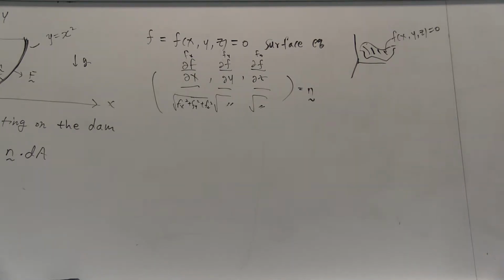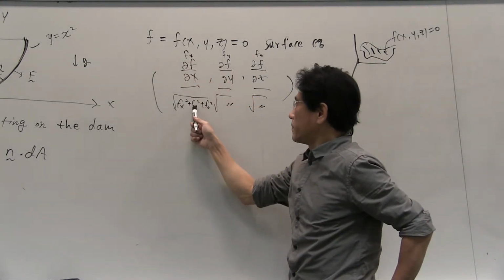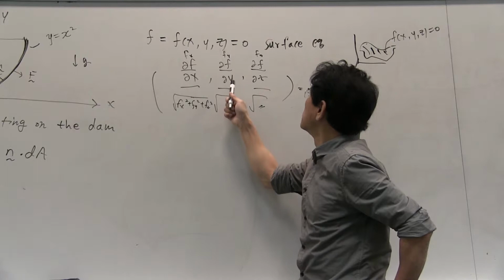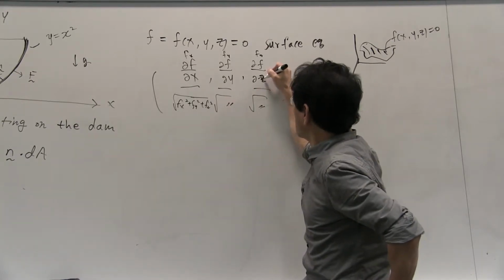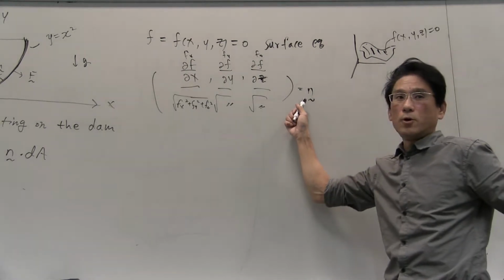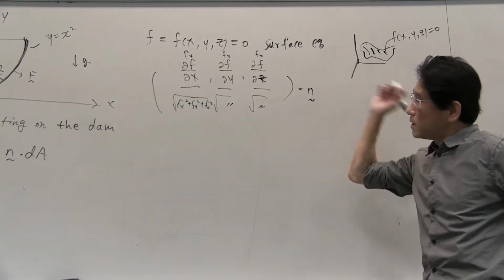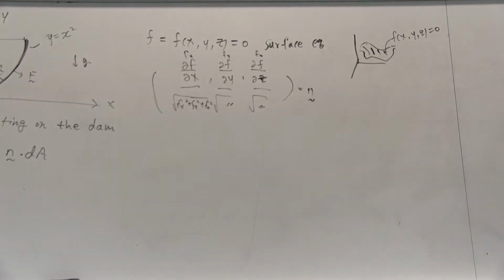Is the last part supposed to be df dz? Yes, df dx I consider as f_x, and the last one is df dz, sorry. So in x, y, z directions, your normal can have three components: x component, y component, z component. Keep this in mind for how to get the normal.